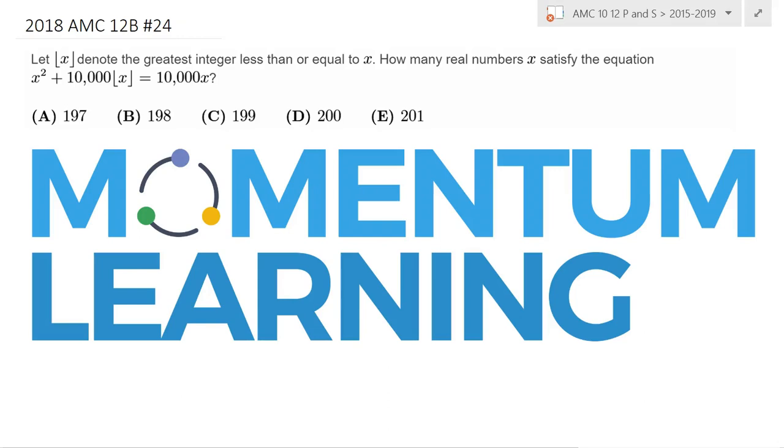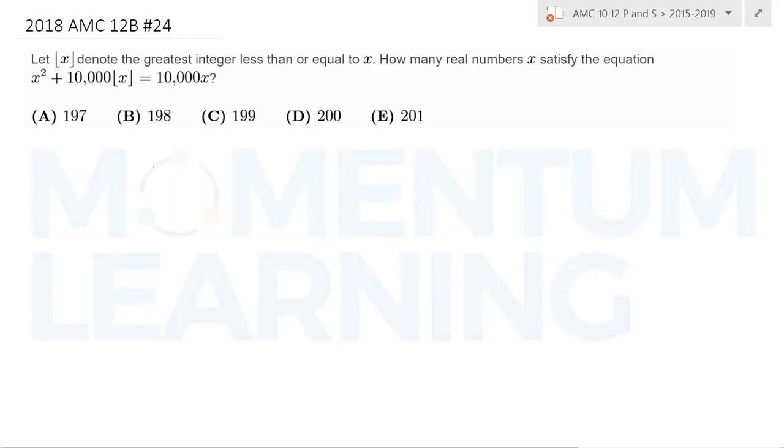This is 2018 AMC 12B problem number 24, and here is a view of this problem. Let the floor of x denote the greatest integer less than or equal to x. That's the standard definition. How many real numbers x satisfy this given equation?